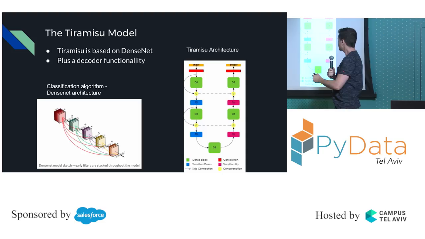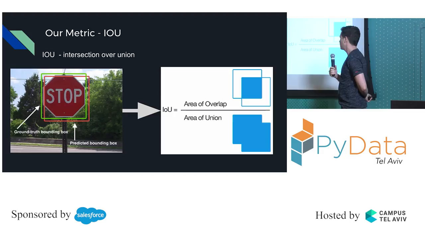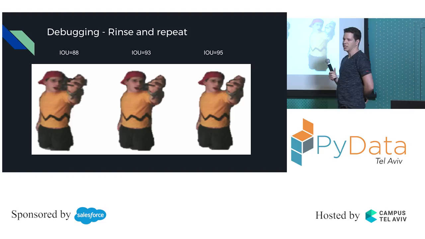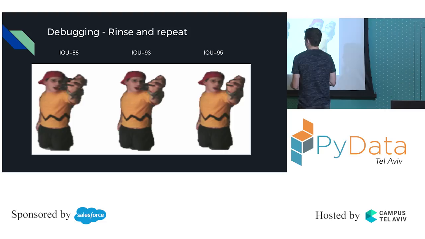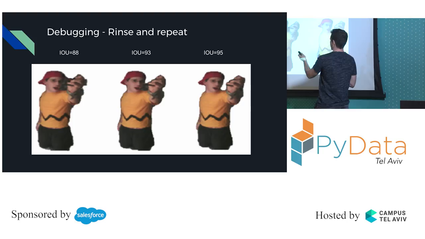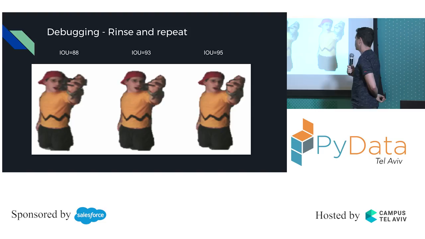So after having the algorithms, the task, and the data set, we defined our metric, which is IOU. This is one of the accepted metrics for semantic segmentation, intersection over union. And we started training and retraining and doing all kinds of things with the data set, trying different hyperparameters. Sorry about the low quality, but you can see the idea that 88% IOU may be good for a few things, but only 95% brings us to results that we can release.